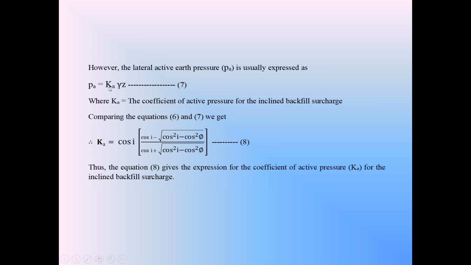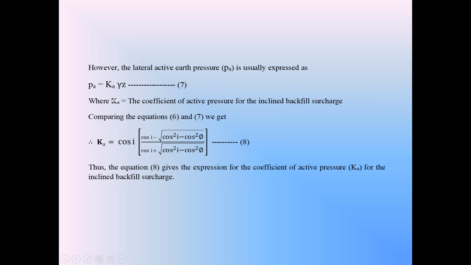Since we are in the active earth pressure condition, PA by sigma V is called the coefficient of active earth pressure when the surface of the backfill is inclined. So PA by sigma V is equal to Ka, that is equal to cos i minus square root of cos square i minus cos square phi, divided by cos i plus square root of cos square i minus cos square phi. So for the inclined surface of the backfill condition, this is Ka. Ka is equal to PA divided by sigma V, and PA divided by sigma V is this value in equation 6. So for the inclined surface of the backfill, this is the equation of the coefficient of active earth pressure.